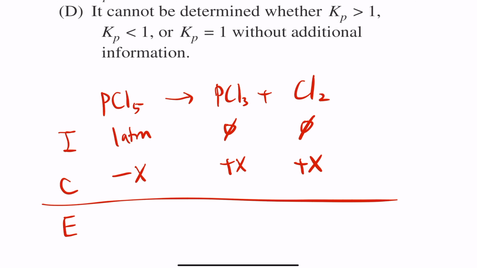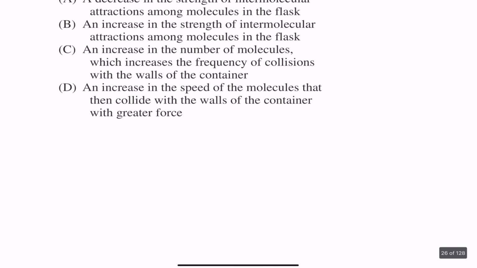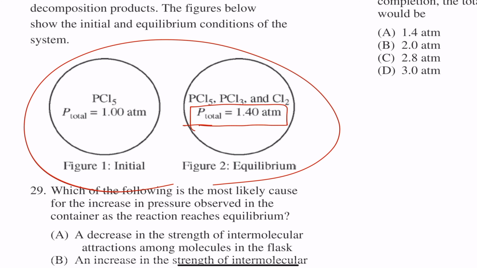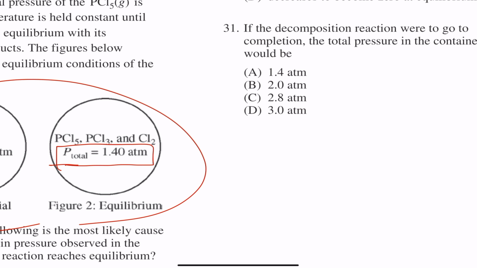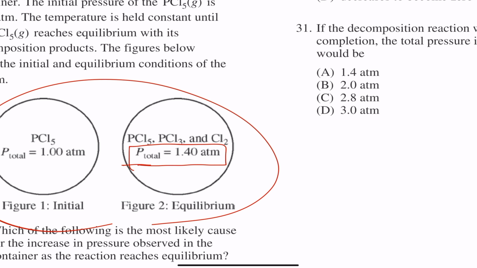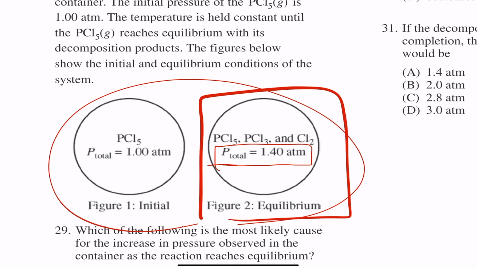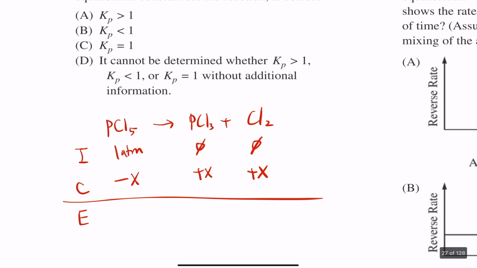How do you know? Well, if you refer back to this diagram right here, the total pressure inside the container after the reaction progresses is 1.4 atmosphere, as compared to the answer, which was 2 atmosphere for number 31, if it were to go to completion. So there's that discrepancy of 0.6 atmosphere, meaning it probably didn't go to completion. So we're going to use the given 1.4 atmosphere in total after the reaction reaches equilibrium.